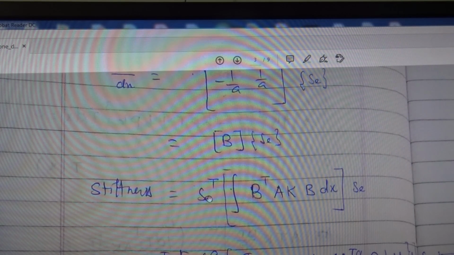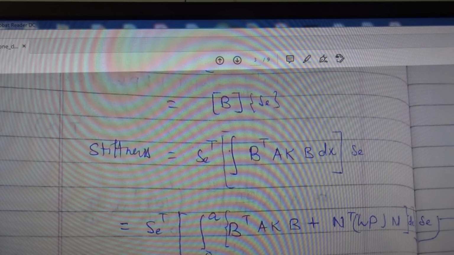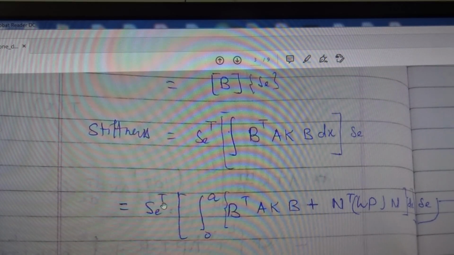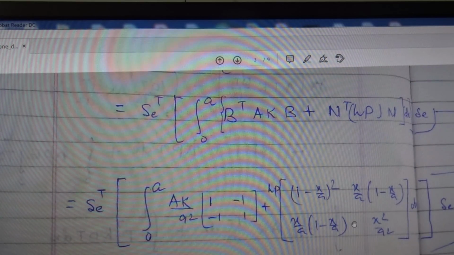So δe transpose integral of B transpose A k B dx δe is equal to δe transpose integral from 0 to L of B transpose A k B plus N transpose hP N dx. This is the stiffness, the same as the bar problem in the stress analysis, but here another term is involved. So δe transpose times the integral from 0 to L of B transpose A k B plus N transpose hP N dx δe is equal to the right side.